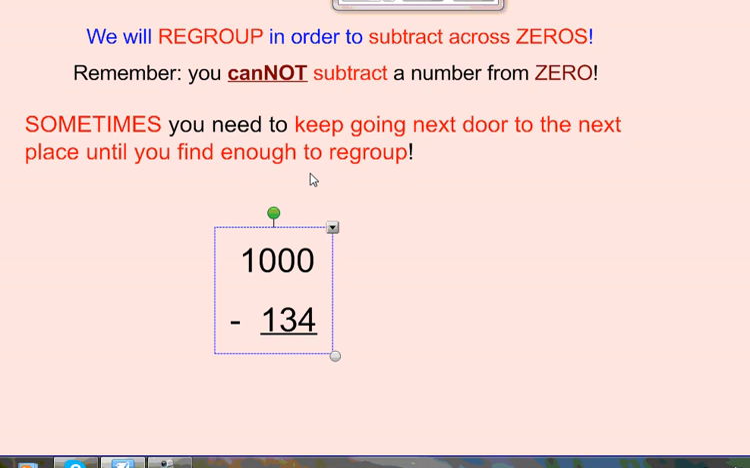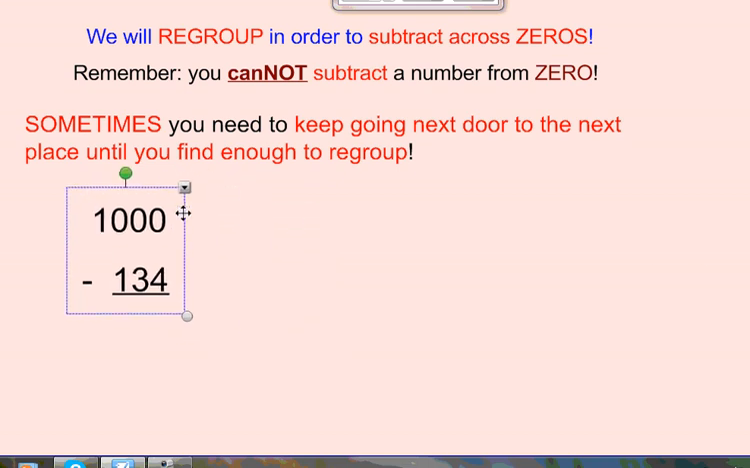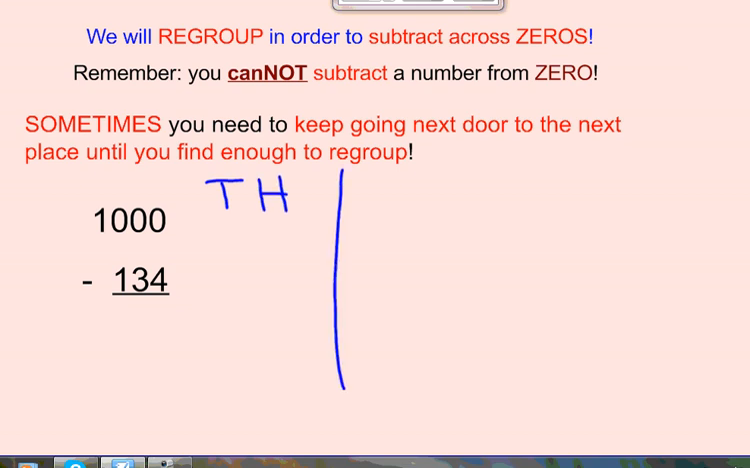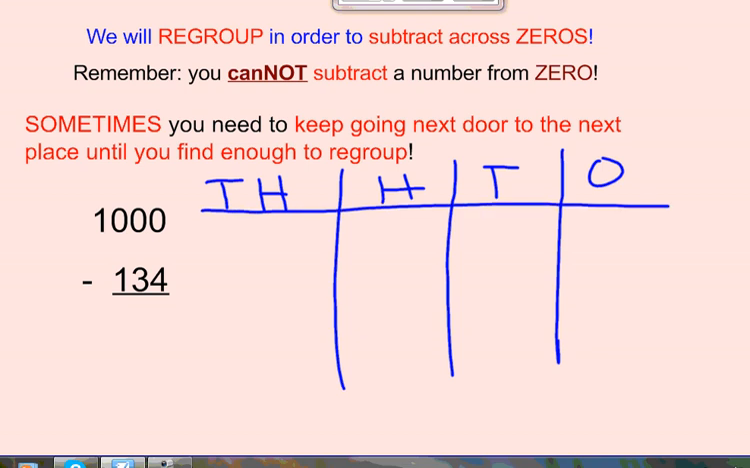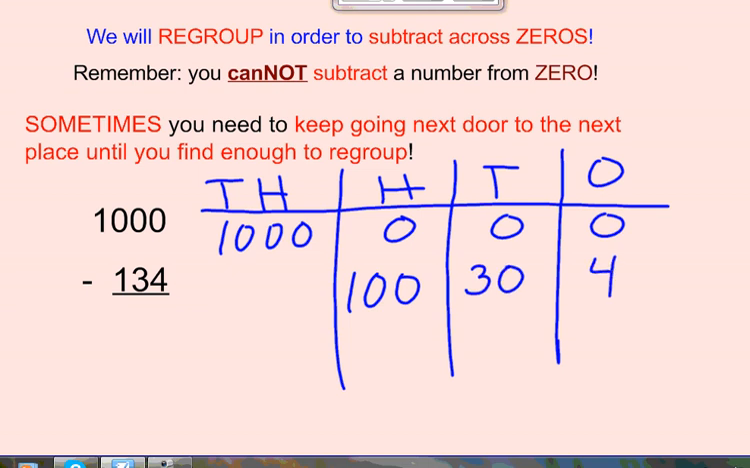And then in this problem, 1000 take away 134, they have 3 zeros. So they learned to expand even 1000 with 3 zeros so that they can subtract across the zeros and practice regrouping. Tens, and then you have ones. So you have 1000, 0 hundreds, 0 tens, and 0 ones. And then you have 100 that you're subtracting, 30, and 4.